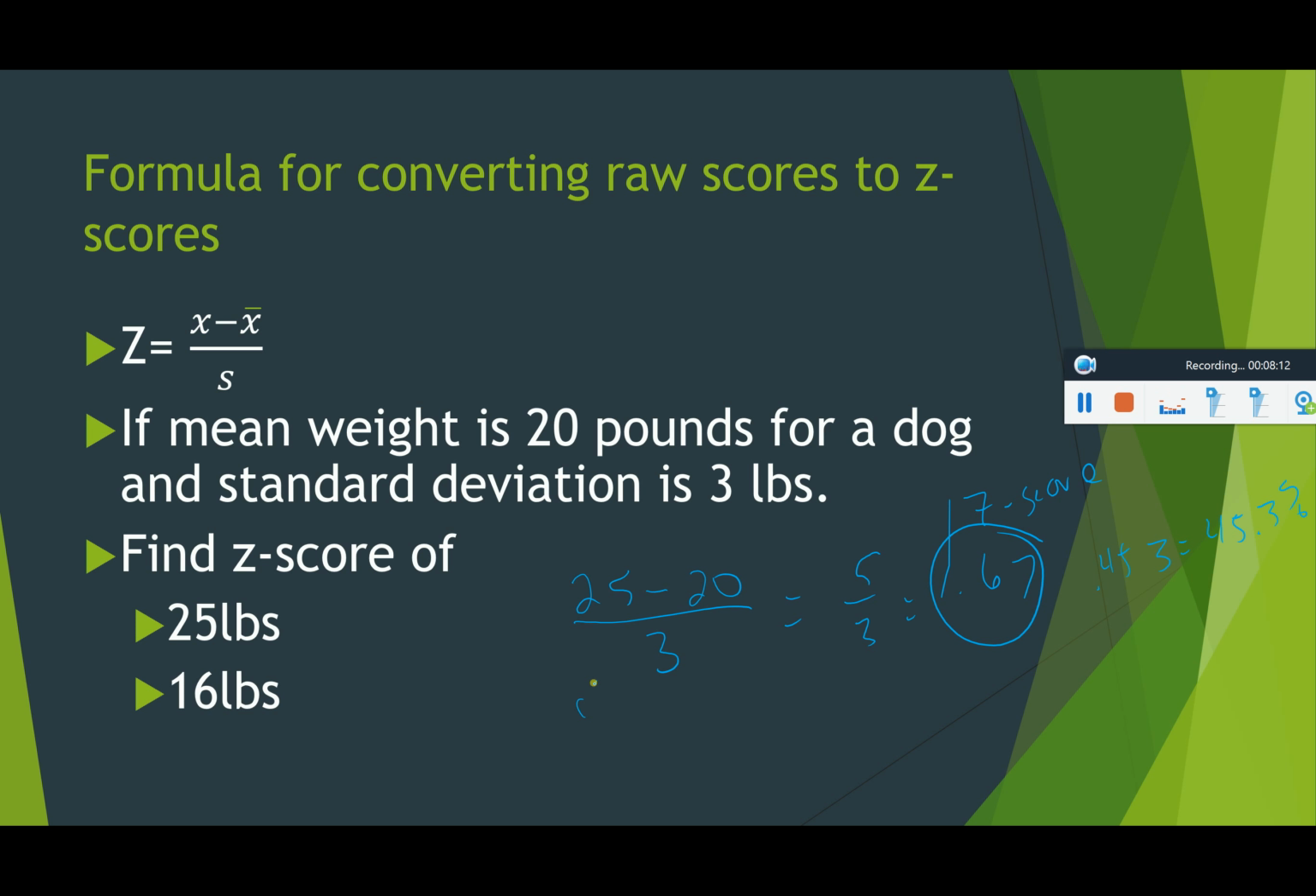Okay, and then you do 16 minus 20 over 3. That's negative 4 over 3, which is negative 1.33. Then you look that one up. It's about 0.408, so it's about 40.8%. Okay, so that means 16-pound dogs fall within about 40.8% of the mean.